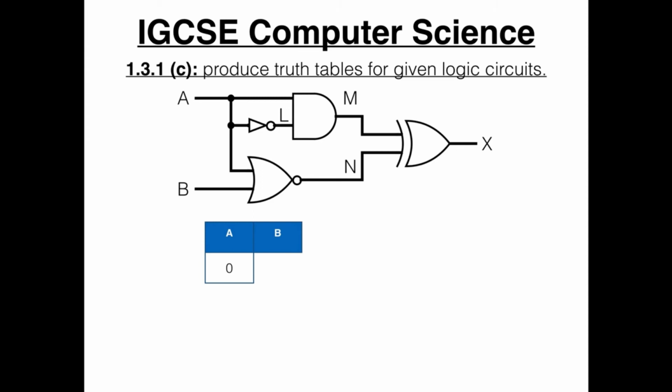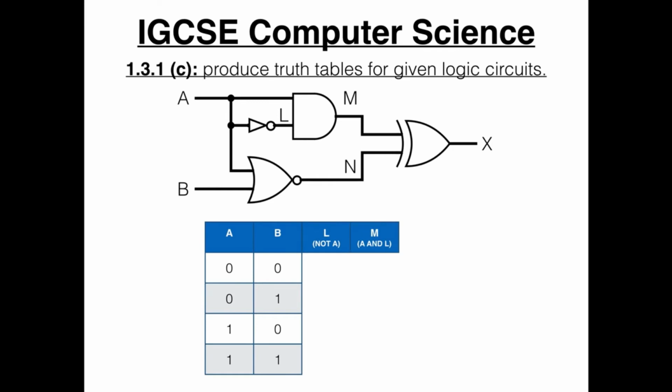So we have A and B as inputs. We have 0 0, 0 1, 1 0, 1 1, so all the possible inputs of the circuit. Then we have L, M, N, and X. So these are the intermediate values, and this is the output. So L is simply NOT A, so NOT 0 is 1. M is A AND L: 0 AND 1 makes 0.